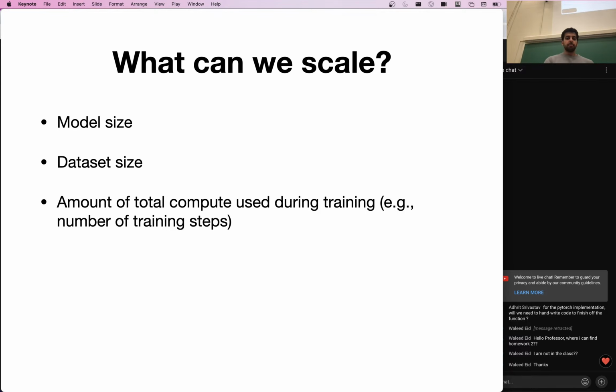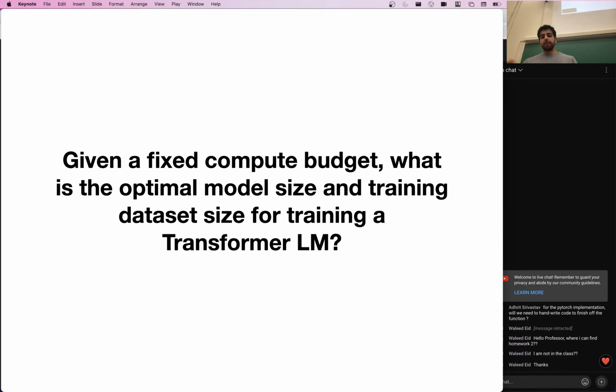Okay. Again, this is just reiterating what we discussed before. Given a fixed compute budget, what is the optimal model size and training data set size for training a transformer language model? And this is not an easy question to answer, right?